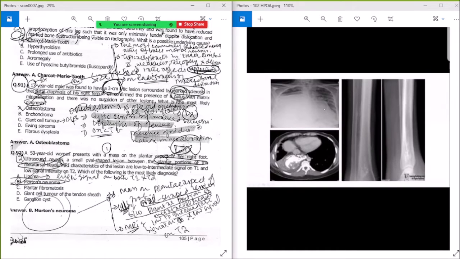Now, there is a mass on the plantar surface of the right foot and an oval-shaped lesion between the plantar portion of the metatarsal heads. MRI characteristics of the lesion are low to intermediate signal on T1. Diagnosis: Morton neuroma.